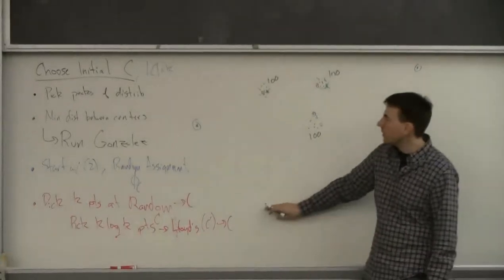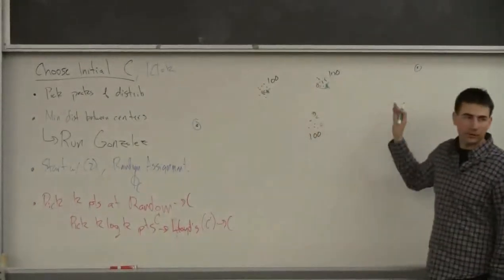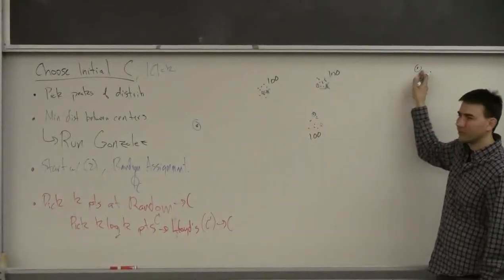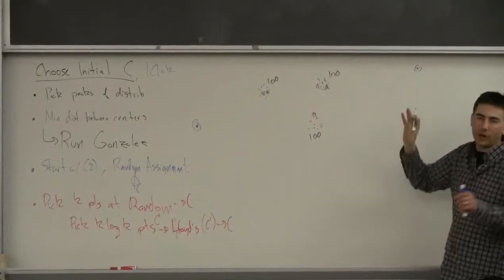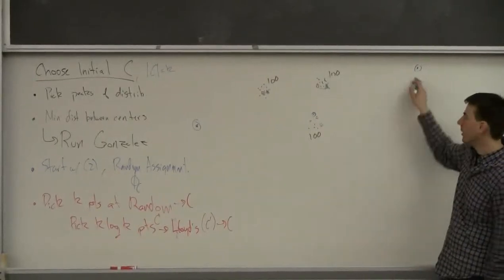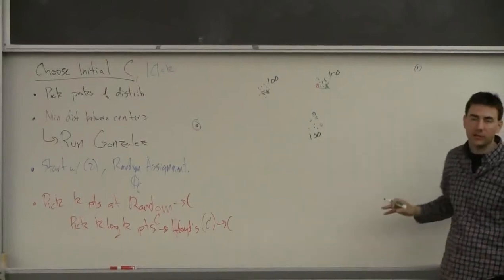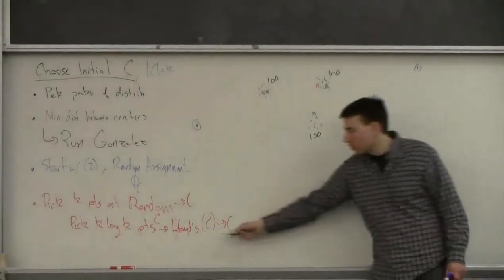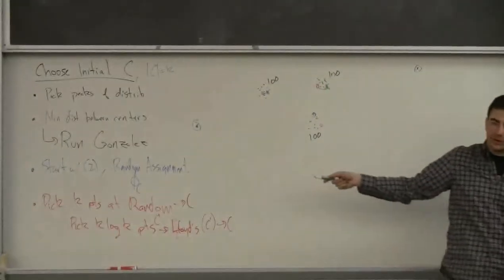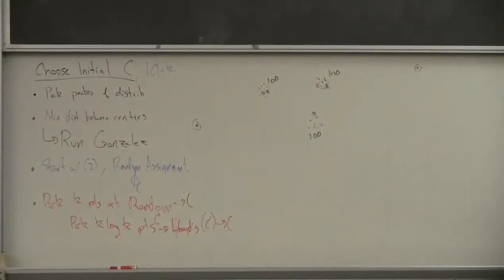Because I picked them at random, I tend not to get the outlier points. There are some ways to assess that there are no points around this point. We'll talk about outliers later on. If I happen to pick one of these outlier points, I can not use that one. But if I pick this extra log k, there's a good reason why that should work.